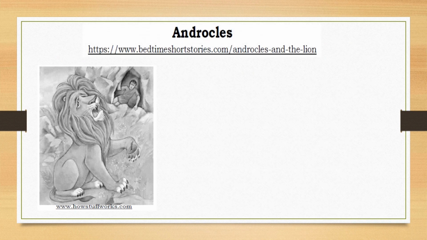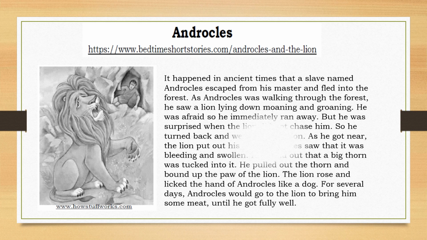What can you see in the picture? Very good. There was a lion and a man over there. What is the title of the story we're going to read this time? Very good. The title of the story is all about Androcles. All right, everyone, let us read together.